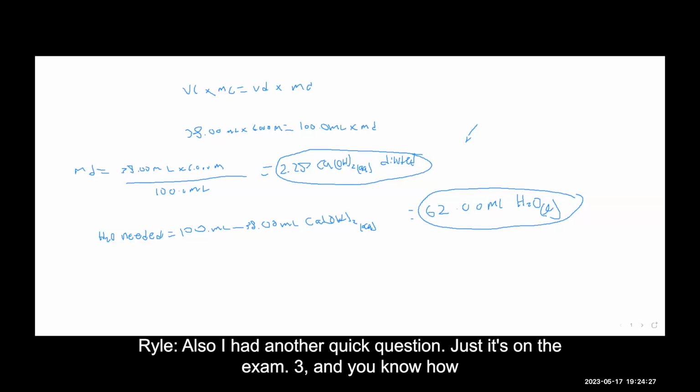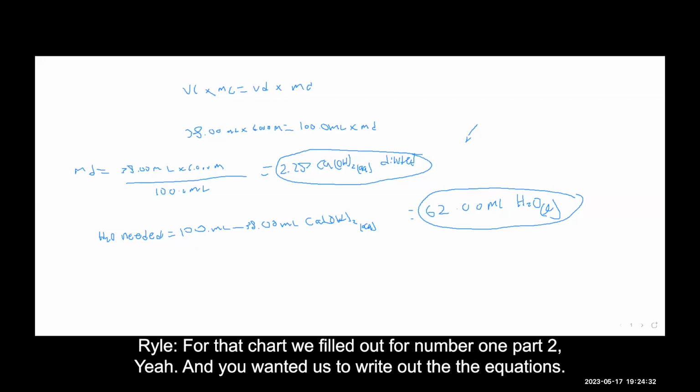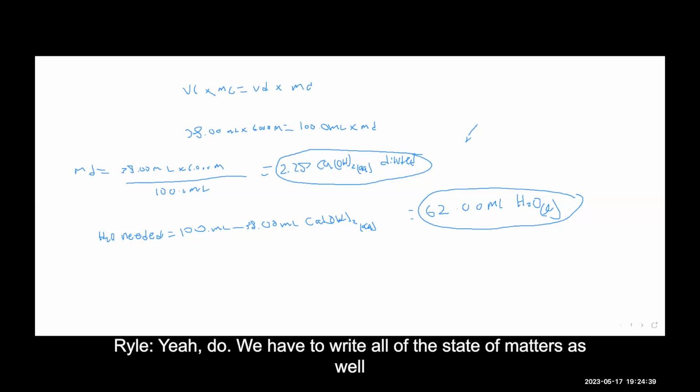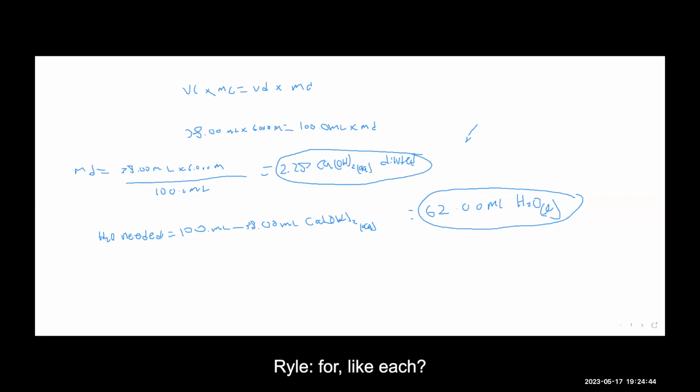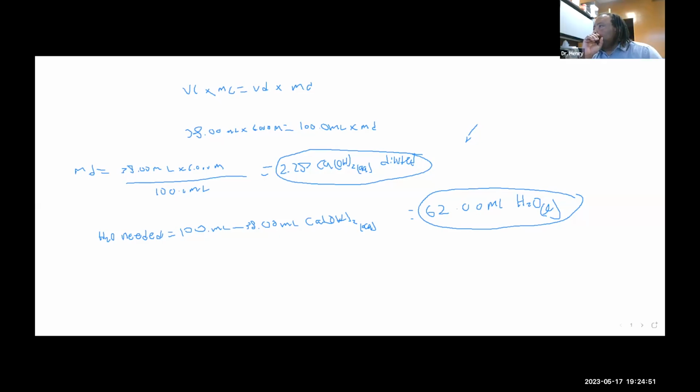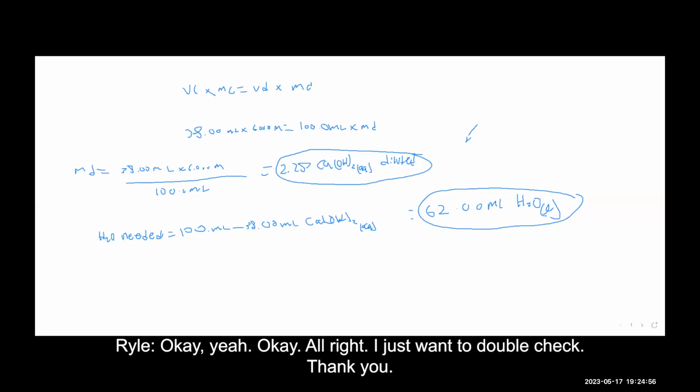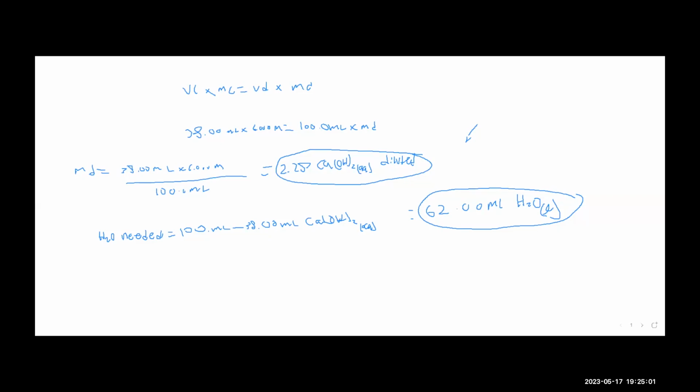Also, I had another quick question on exam 3. For that chart we filled out for number 1, part 2, you wanted us to write out the equations. Do we have to write all of the states of matter as well for each element or compound? For every part 2 reaction? Yes, you have to write out the equations. Okay. I just wanted to double check. Thank you.